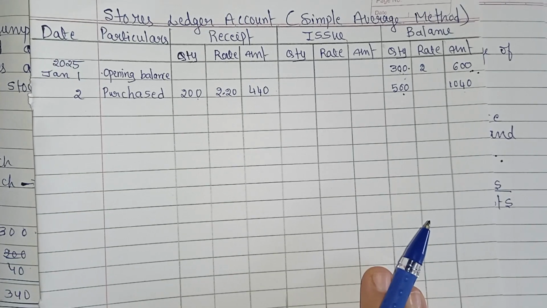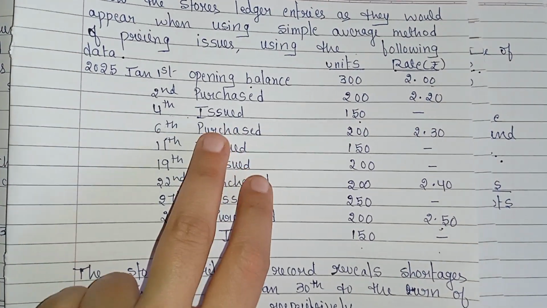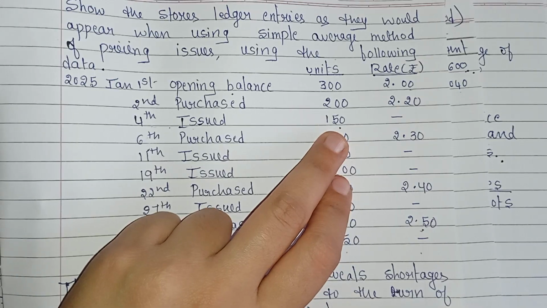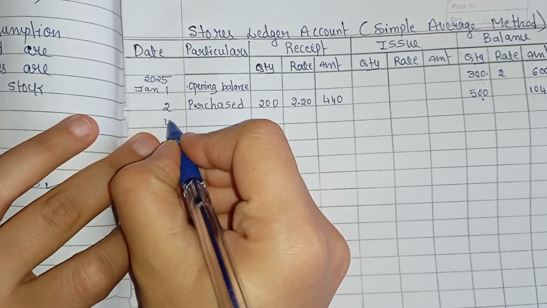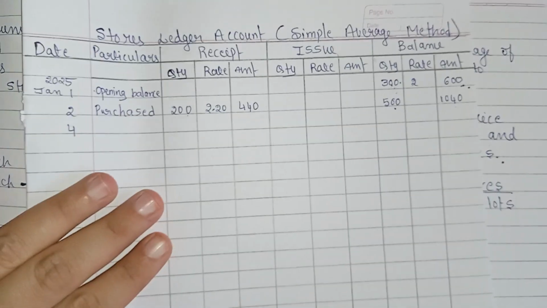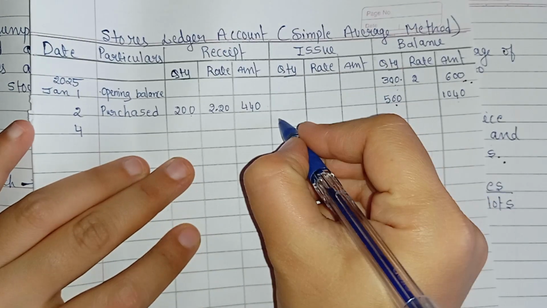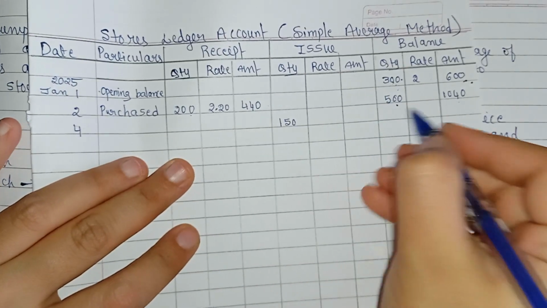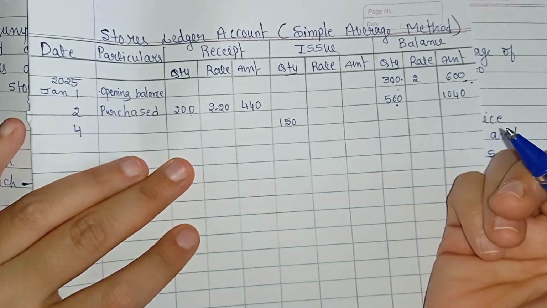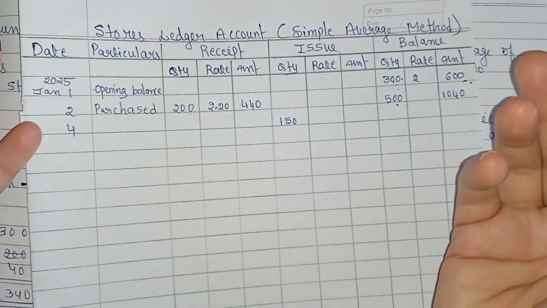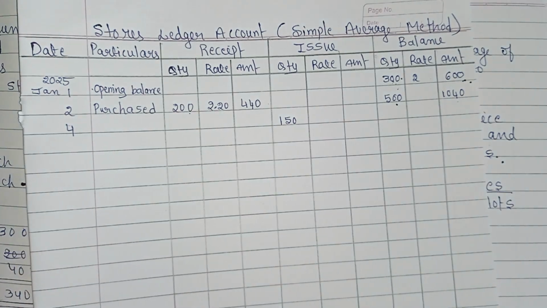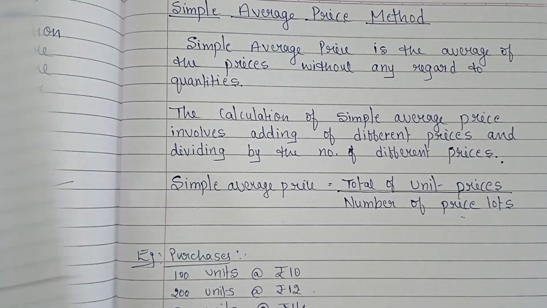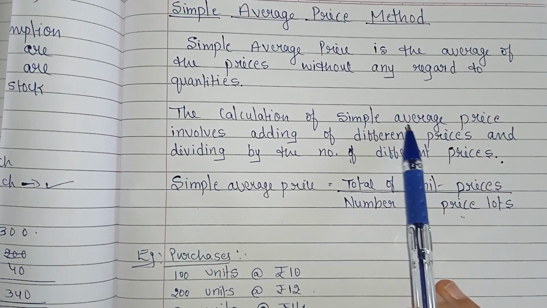Next, on 4th, what happens? On 4th issued 150 units. Go to the issue column. Write down the quantity 150 at the rate of 2 or 2.20. This is not the LIFO and FIFO method, right? So we are following the simple average method. So what we have to do? What I said, we have to take the average.